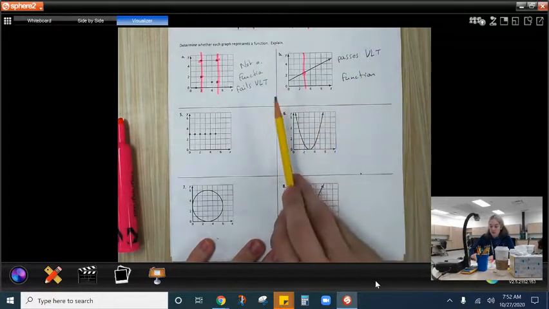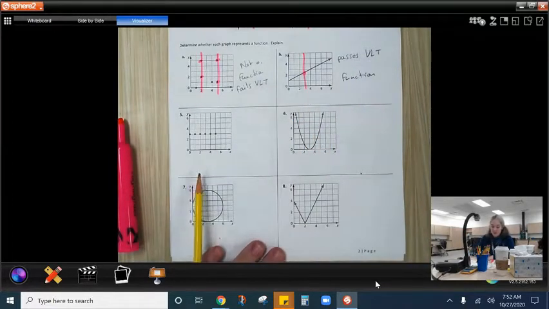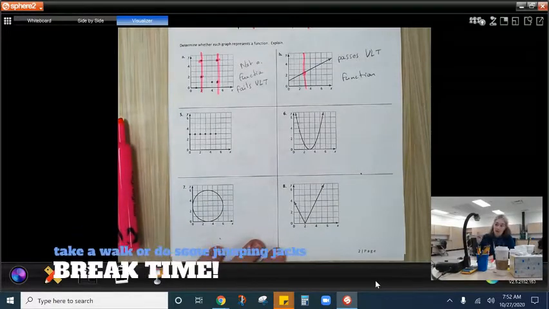We're not doing horizontals, we're doing verticals. This one fails the vertical line test. It touches 2 points at any one time. And this one passes the vertical line test. So even though they might look a little weird, they are functions.